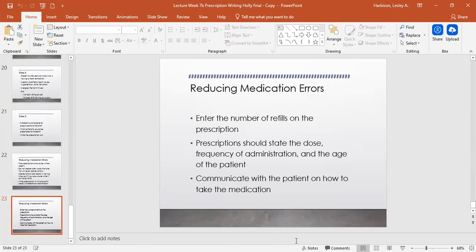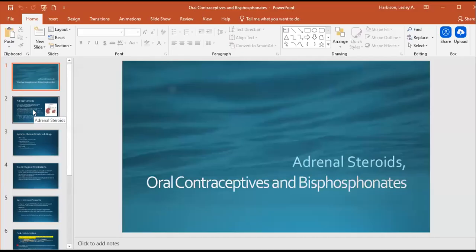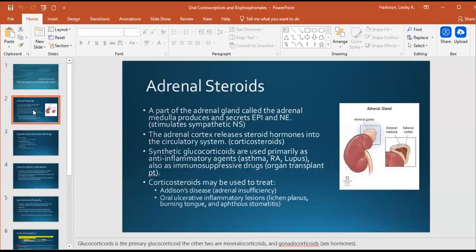Now, what I do want to do here is also quickly add the slides for the oral contraceptives and bisphosphonates that I kept saying I was going to get to, but I have yet to do that. So I'm going to pull that up here very quickly, and we're going to go over those as well. This sort of goes with the endocrine system. All of this information was pulled from the chapter of your pharmacy book on the endocrine system. Let's see if I can make this bigger.